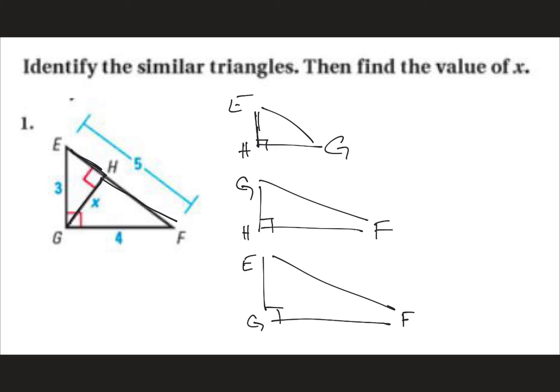Now I'm going to put in what we know. We know that EG is 3, so we can fill this in. But that's also the hypotenuse of the small triangle. We know that HG is X. And we know GF is 4. And we know that the entire length of EF is 5. We'll see if we need that for now.